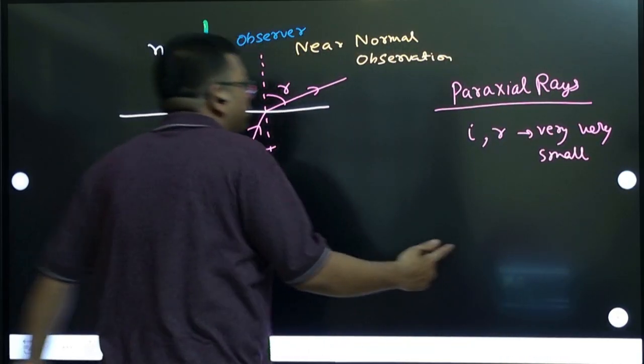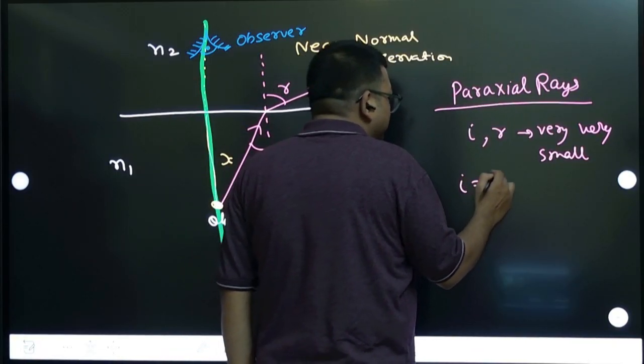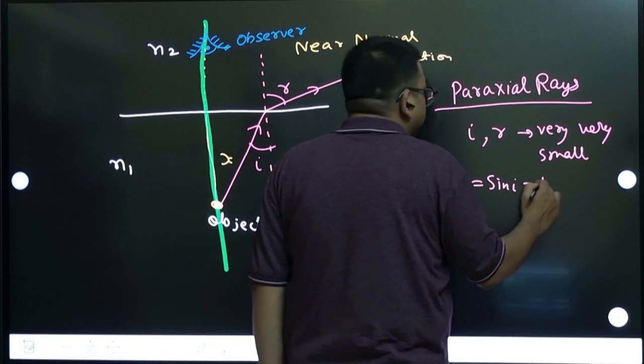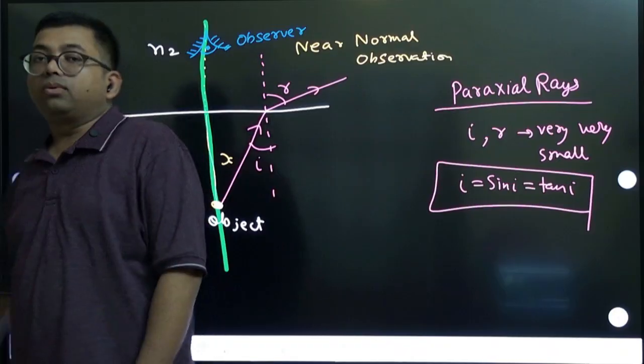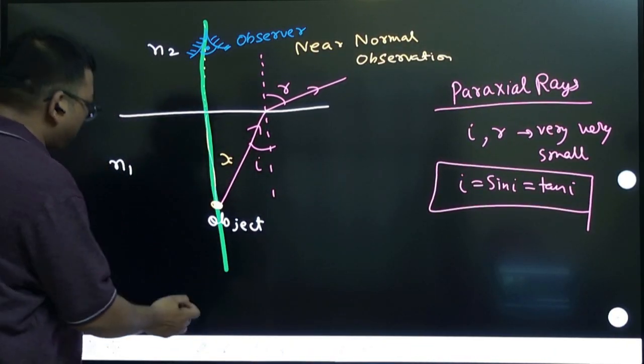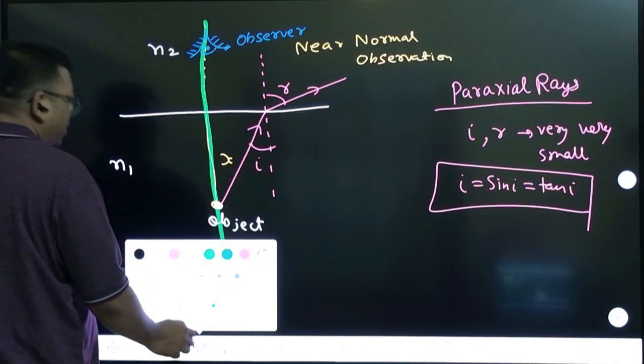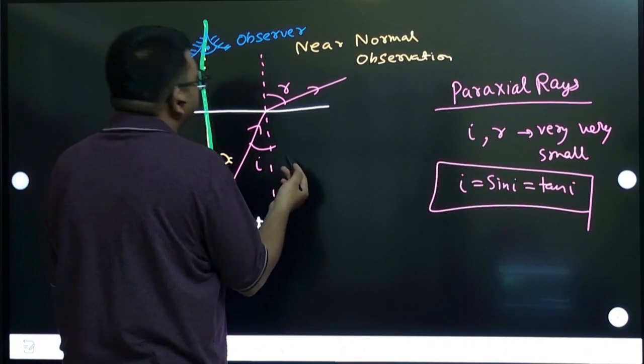Okay, so very, very small means what? We can write I as sine I, we can write I as tan I. We are free to write like this. Okay, so let us apply the conditions. What are the refraction conditions?